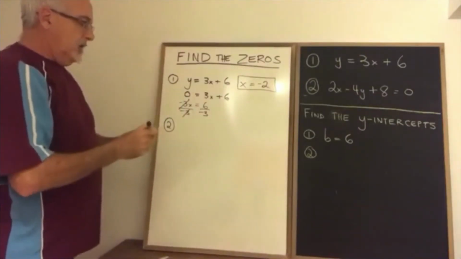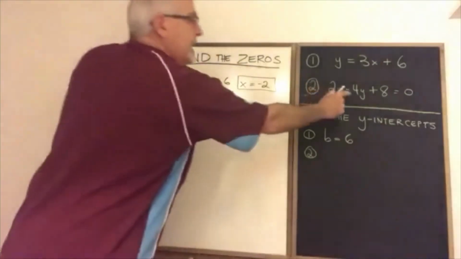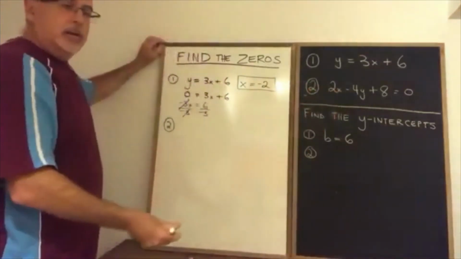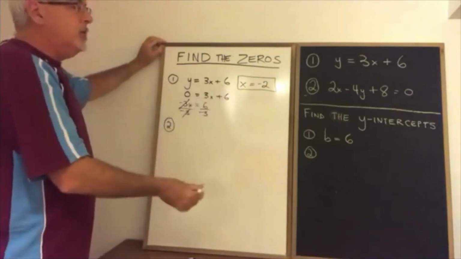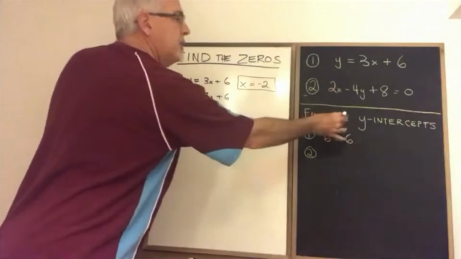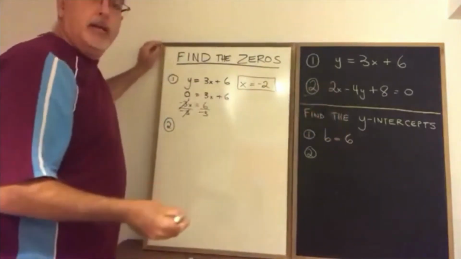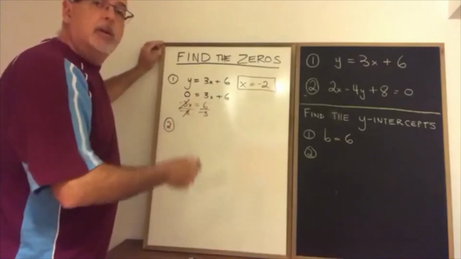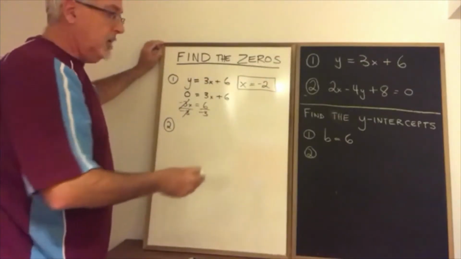Now let's look at equation 2. We can't just look at this and know either the y-intercept or the 0. And there are actually two different methods that I'm going to show you that allow us to find the y-intercept and the 0 for equation 2. The first method is use algebra to get the equation into y equals ax plus b form. So I'll start with that.